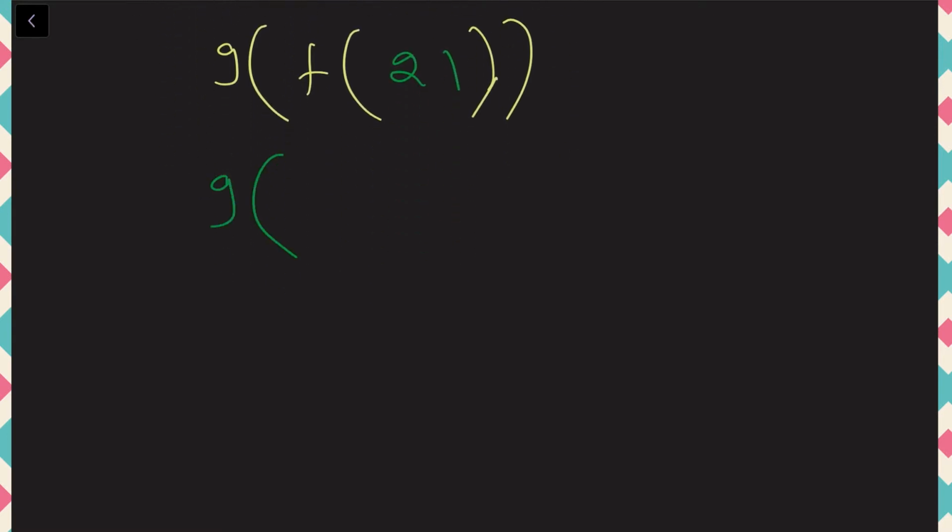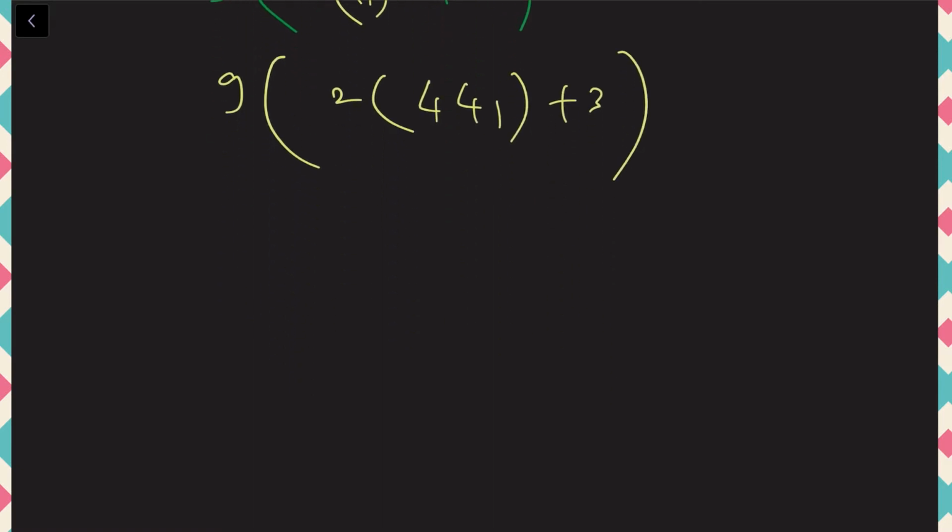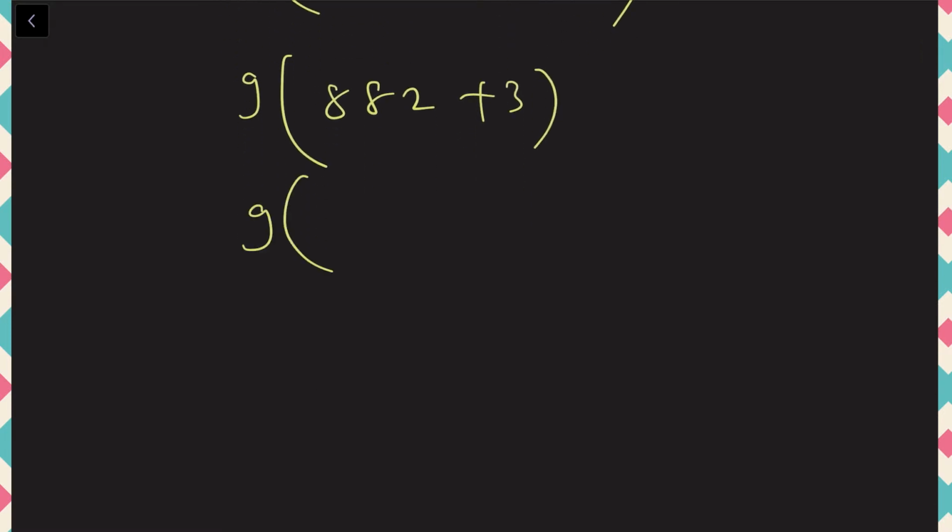Now again, what is the value of f of 21? Function f is given as 2x square plus 3. Here in the place of x, we need to substitute 21. So, 21 whole square. So we get g of 2 into 21 square, 441 plus 3. G of 2 into 441, 882 plus 3. So we get g of 882 plus 3, 885.